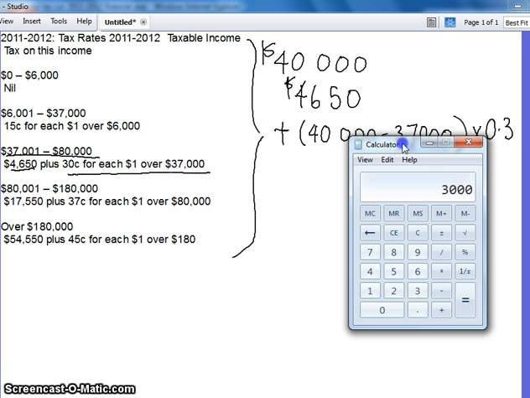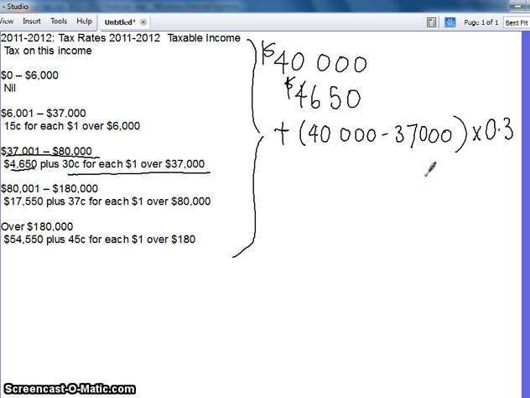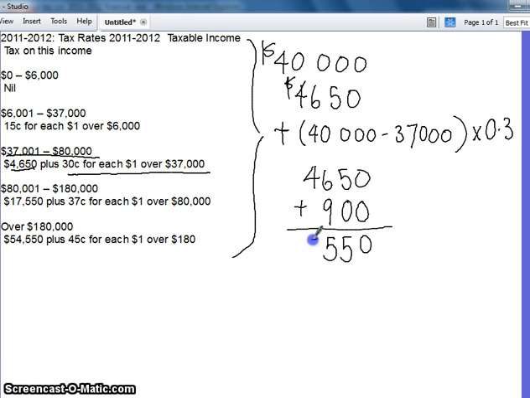So it was $3,000, and if we times it by 30 cents, we're paying another $900 on top of our $4,650 to the government. The $4,650 comes from here, plus another $900. So in total, we're paying $5,550 to the government in tax.